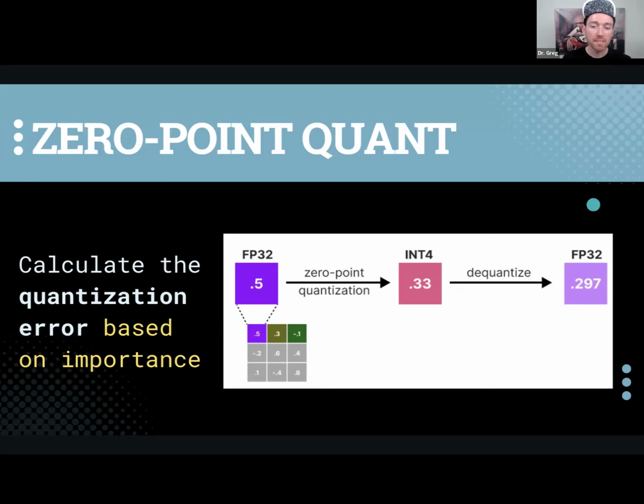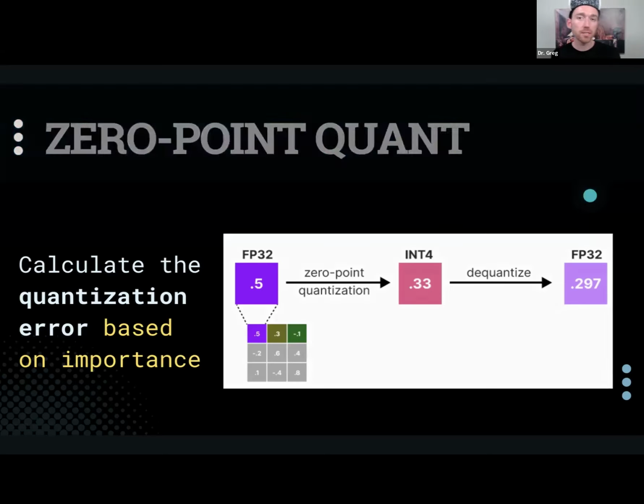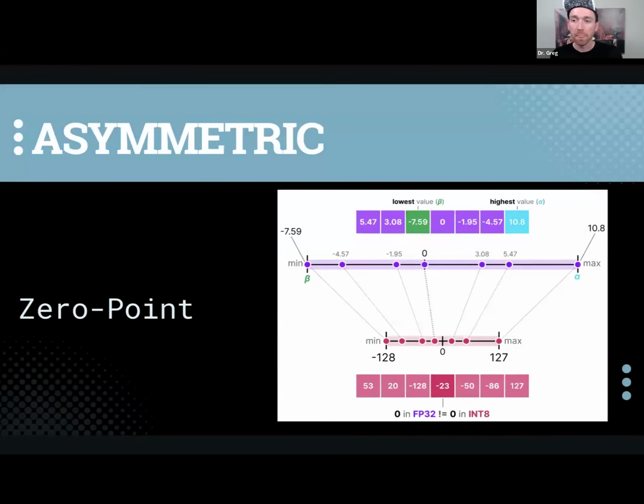So if we kind of zero-point things, what we're doing is putting the zero points so that it's asymmetric, so that it's not quite, you know, zero in FP32 is not the same as zero in int8. So we don't actually align the zeros here. We don't really care about aligning the zeros in an asymmetric quantization. When we do a symmetric quantization, we do care about aligning the zeros.